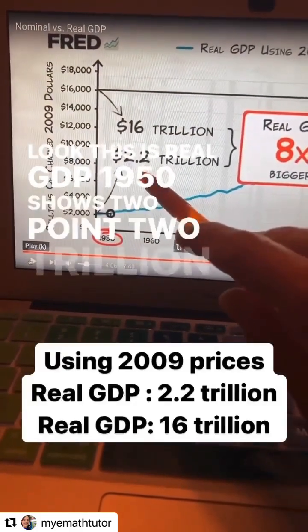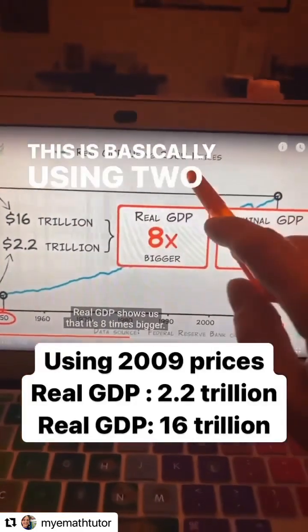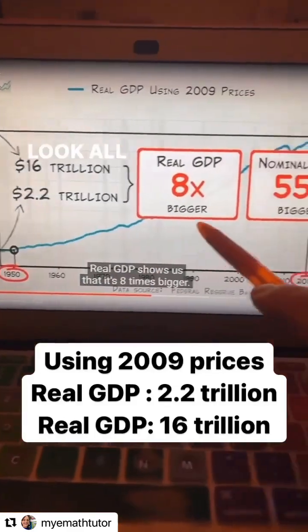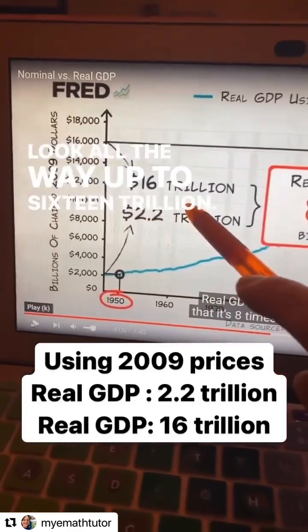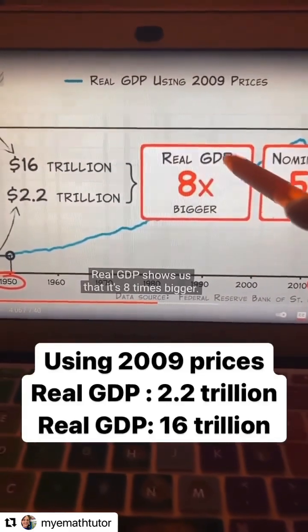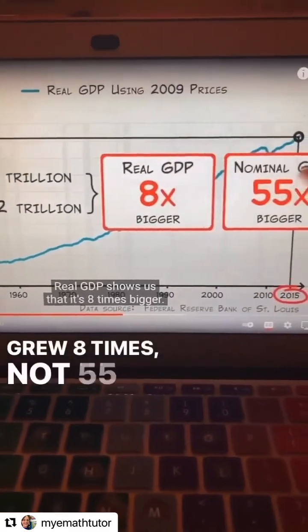1950 shows 2.2 trillion, and this is basically using 2009 prices. And then look all the way up to 16 trillion. That means that the economy actually grew 8 times, not 55 times.